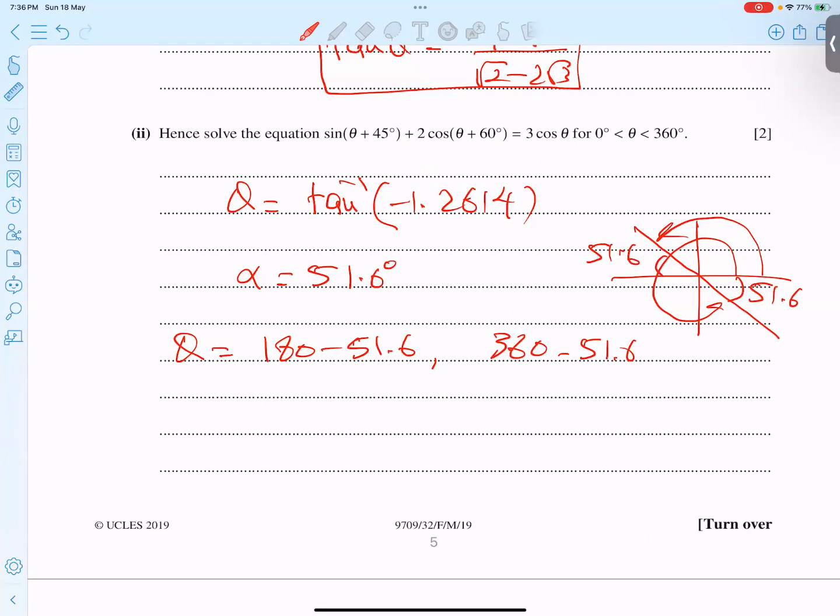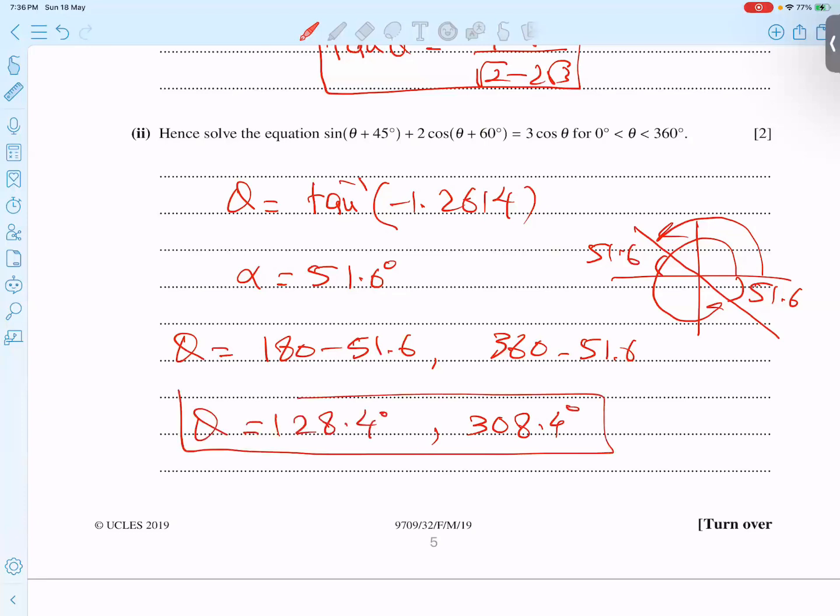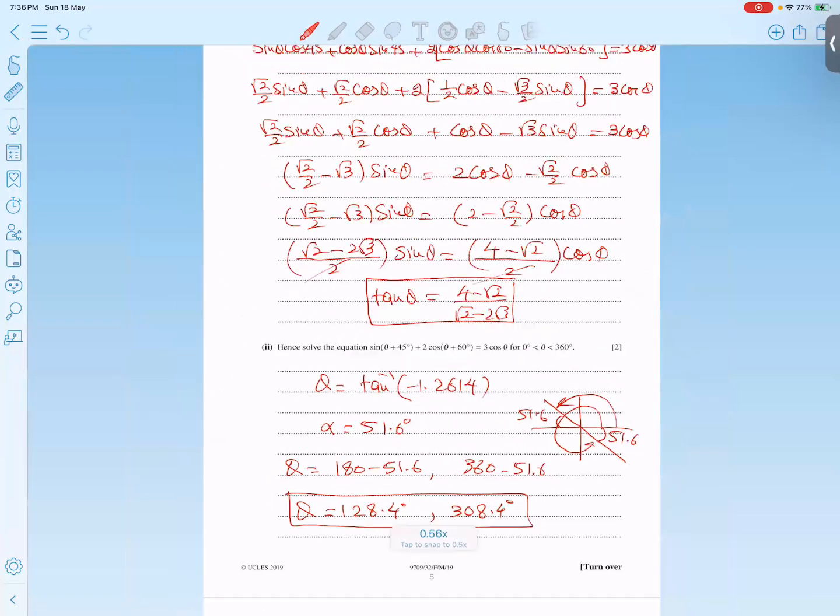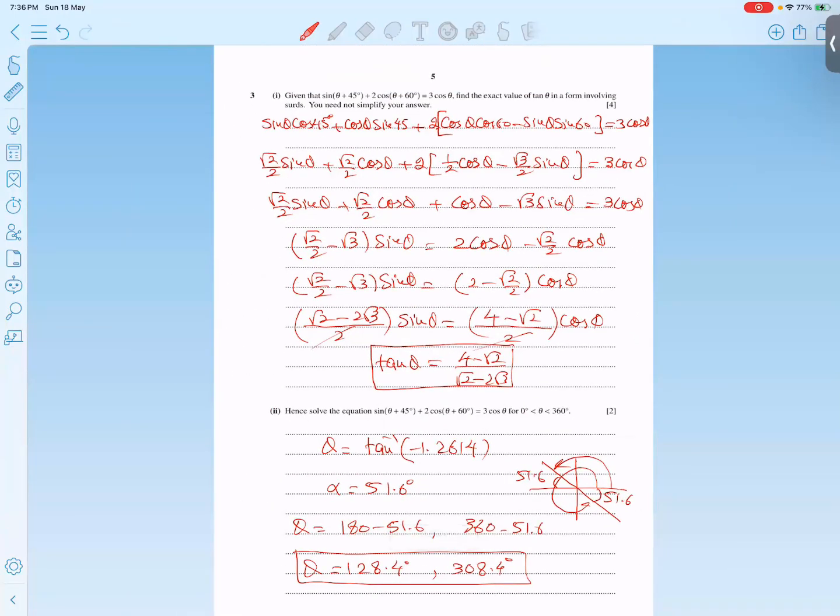If I just check it, my answers are 308.4 and the other answer I'm getting here is 128.4 degrees. So Alhamdulillah Rabbil Alameen, I believe the point is very clear and the question is completely over.